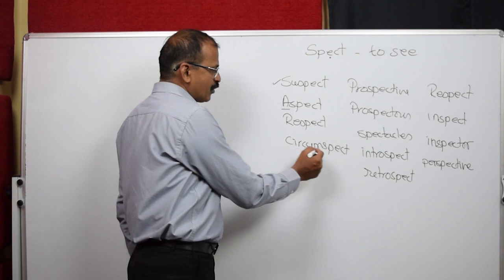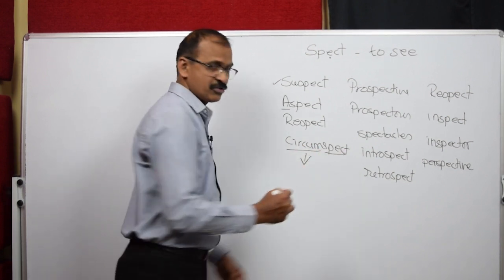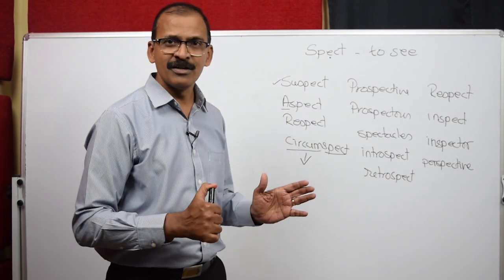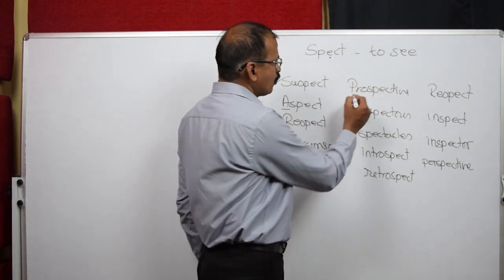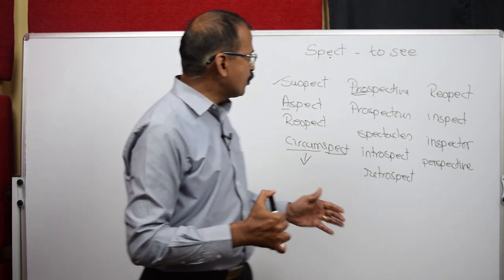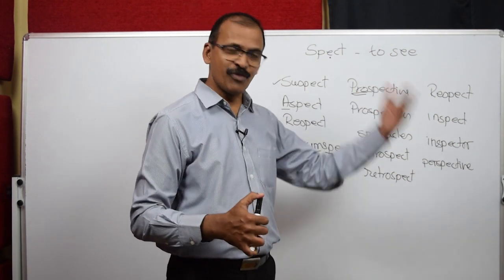Circumspect comes from the root words circum and spect. Circum means to look around. So, circumspect is a person who is very cautious, who looks around before making a choice. In the English language, pro as a root word means forward. So, prospective is to look forward. To look forward is to see forward.